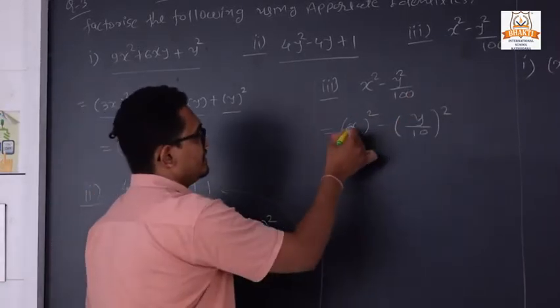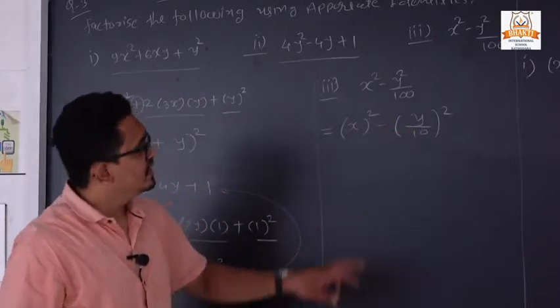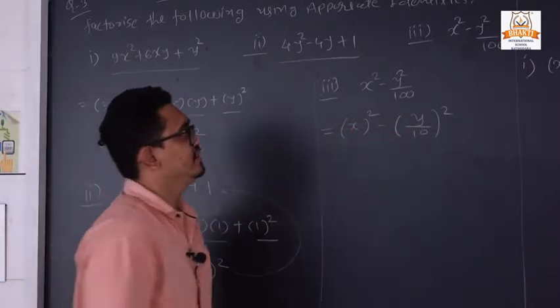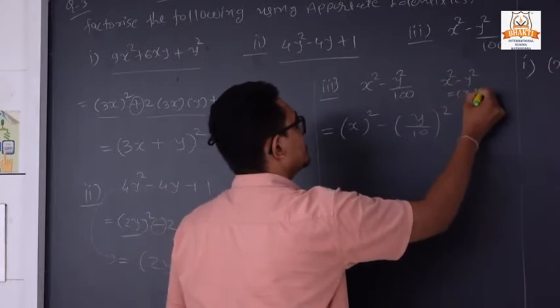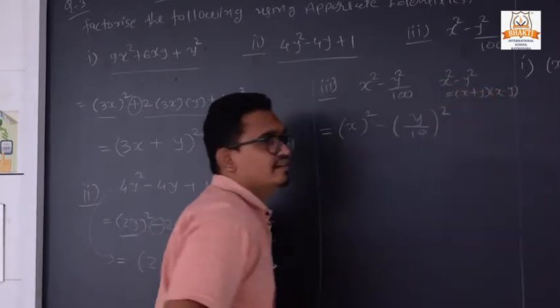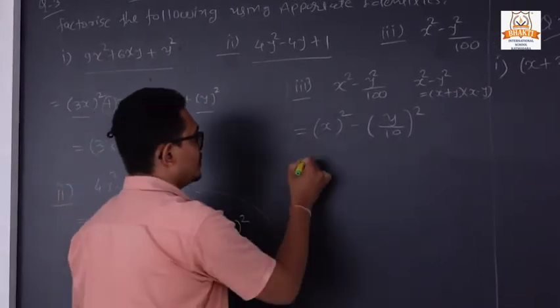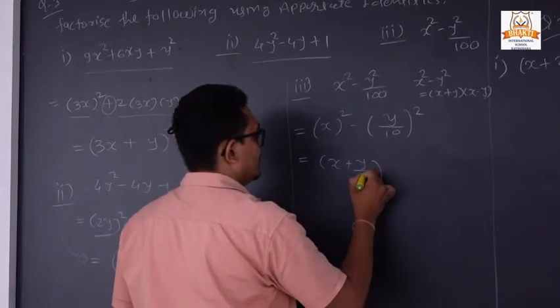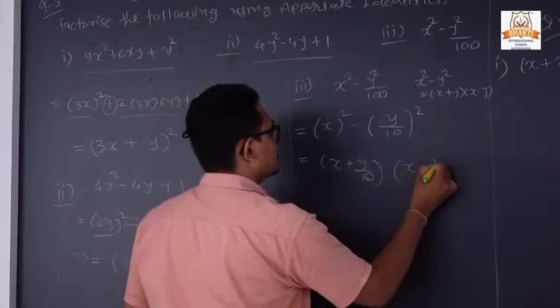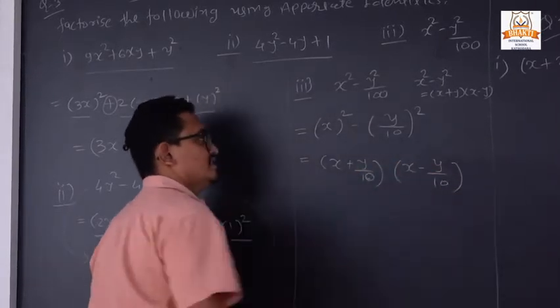So here, which identity do we use? x square minus y square, identity number 3. So the answer is x plus y and x minus y, with y replaced by y upon 10. So it is our answer.